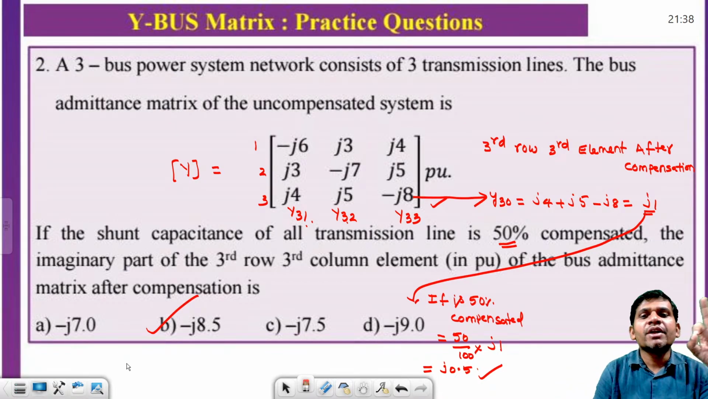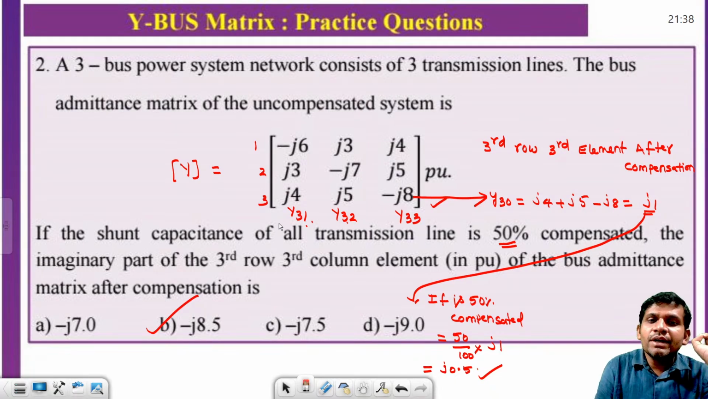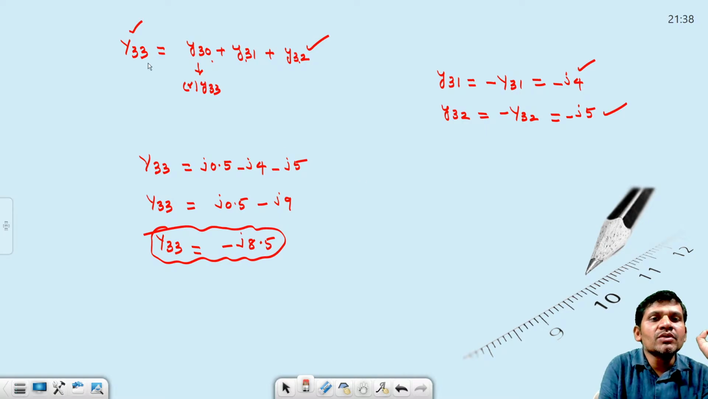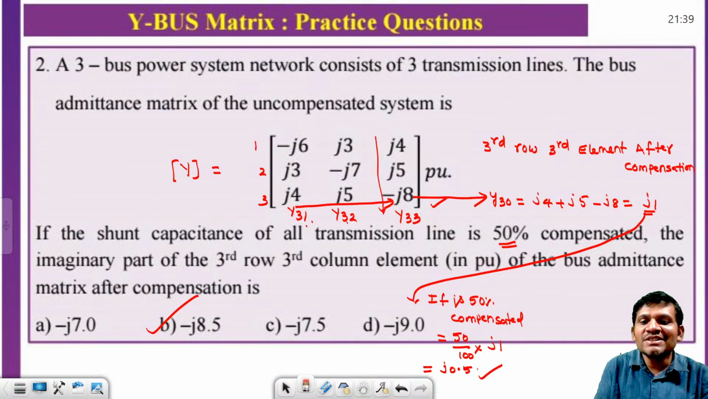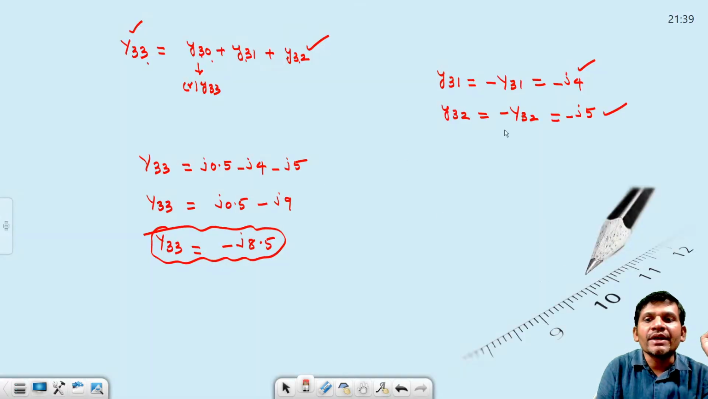That question is very simple. What did the question ask here? After compensation of the shunt capacitance, what is the third row, third column element? This is the third row, this is the third column element. We have to find this element. Now how do we write the third row, third column element? Y30 plus Y31 plus Y32. After shunt compensation, this element is 50% compensated. So if this shunt element is 50% compensated, what do we get? J0.5. Then that I substituted here.